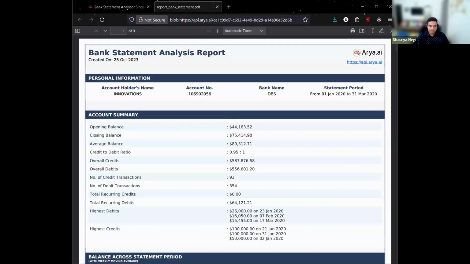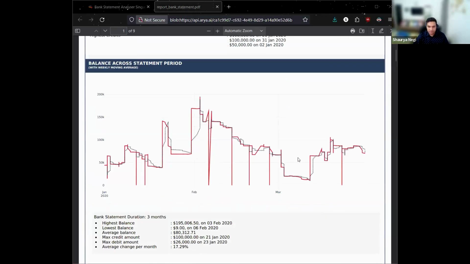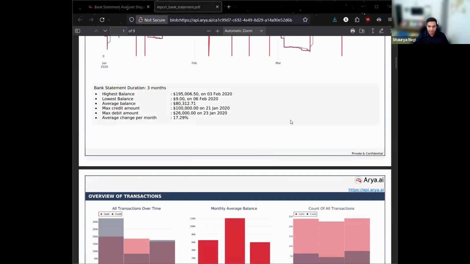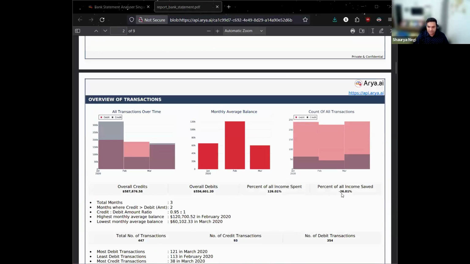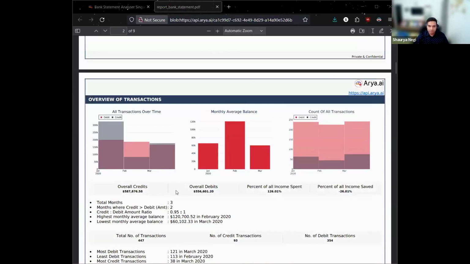So I'll just very quickly go ahead and showcase the PDF output. Similar to the Excel statement, we have the account summary here. All the basic key metrics are here. Balance, account statement period is here. Overview of transactions, as you can see. Again, similar to the Excel output, but for people who want a more visual output or want the information in a PDF format, all transactions over time, monthly average balance.